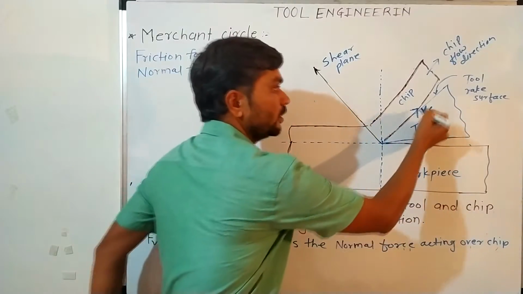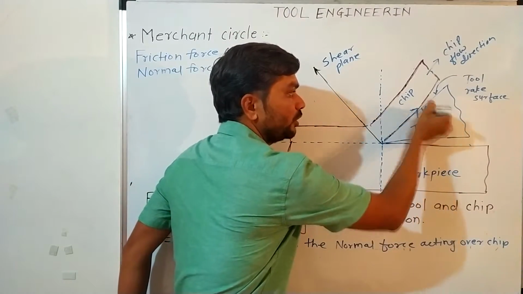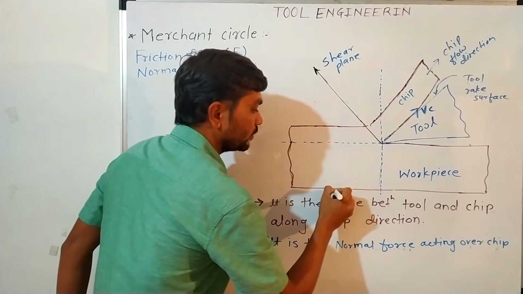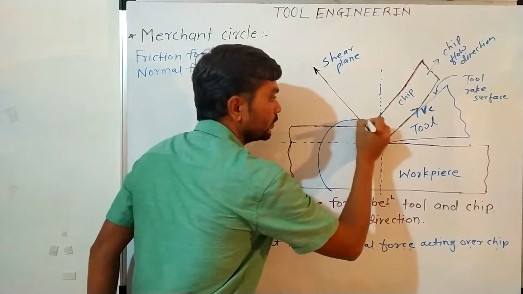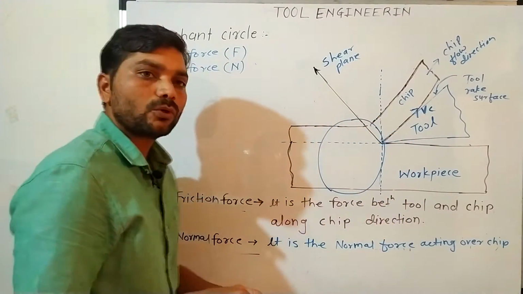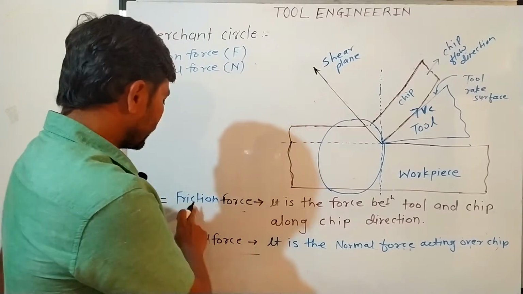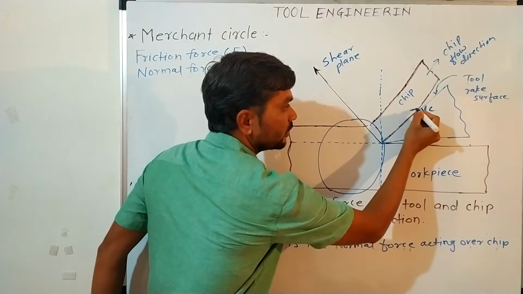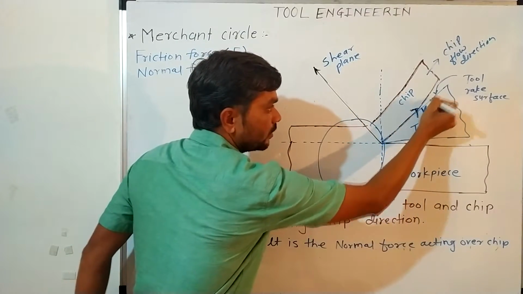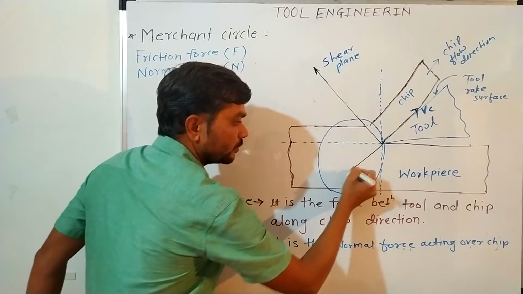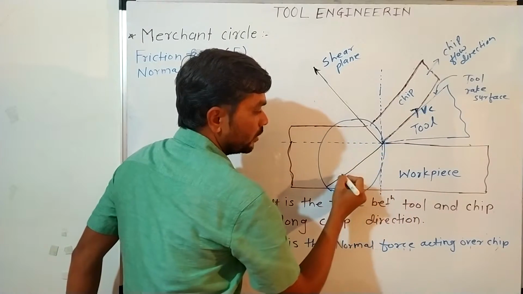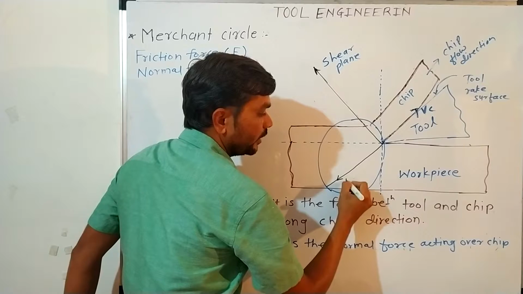Exactly opposite to this cutting velocity, we have friction force. So first of all, we will draw one circle here from this point. This will represent our merchant circle. We have to draw here the friction force and the normal force. Exactly opposite to this, we have friction force. So this will indicate the F.